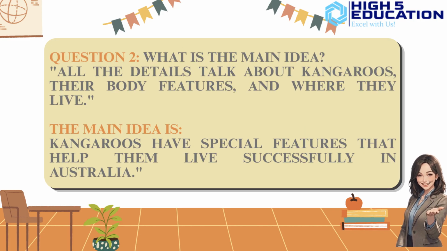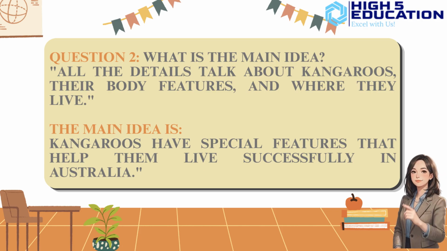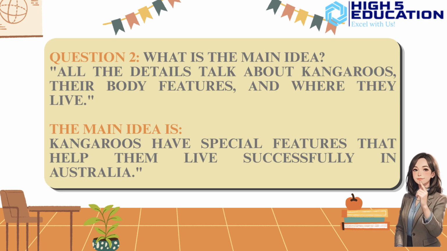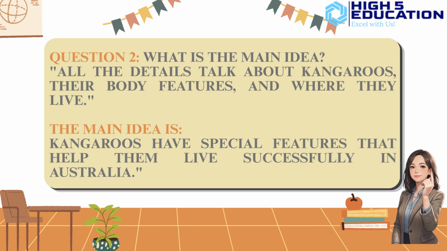Question 2. What is the main idea? To find the main idea, we need to think about what the whole passage is mostly about. All the details talk about kangaroos, their body features, and where they live. So, the main idea is: kangaroos have special features that help them live successfully in Australia. Excellent work. Remember, key details support the main idea by giving important information about the topic.